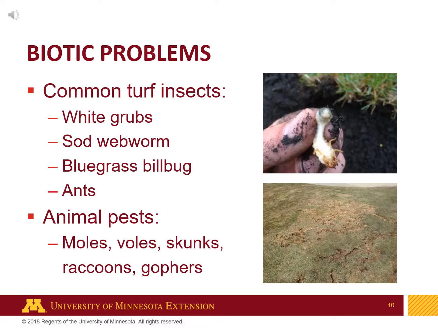Continuing with biotic problems, some of the more common turfgrass insect pests include white grubs, sod webworms, bluegrass billbugs, and ants. If these pests are observed, understanding the biology and more specifically the life cycle will be most important to execute a management plan. Animal pests such as moles, voles, skunks, raccoons, and gophers all find homes or food by disturbing turfgrasses on roadsides. However, control measures are only carried out when a severe issue is experienced.